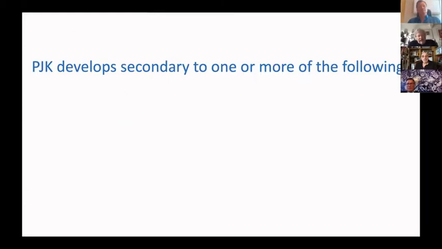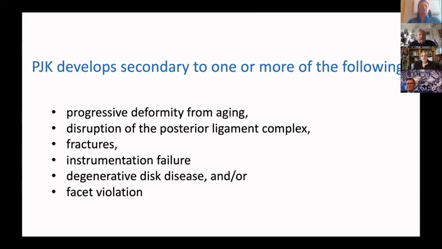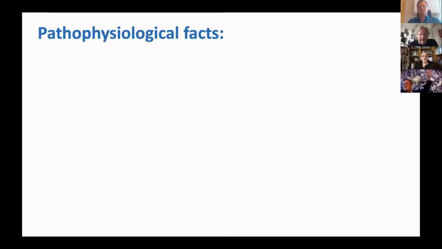The PJK develops usually secondary to this kind of pathologies. That means progressive deformity from aging, disruption of the posterior ligament complex, fractures like in osteoporosis, instrumentation failures. Very often these elements are combined with each other. Degenerative disc disease and/or facet violation.